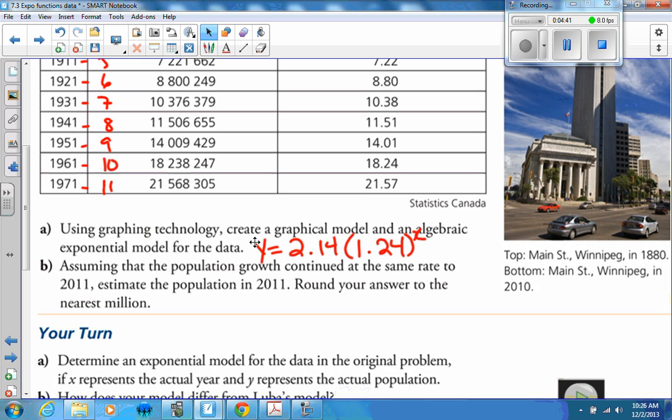So next thing we do, we go and read part B, which is answering a question, but you need the exponential function. So assuming that the population growth continued at the same rate into 2011, estimate the population in 2011. Round your answer to the nearest million. Well, you need to figure out what X would be in 2011.